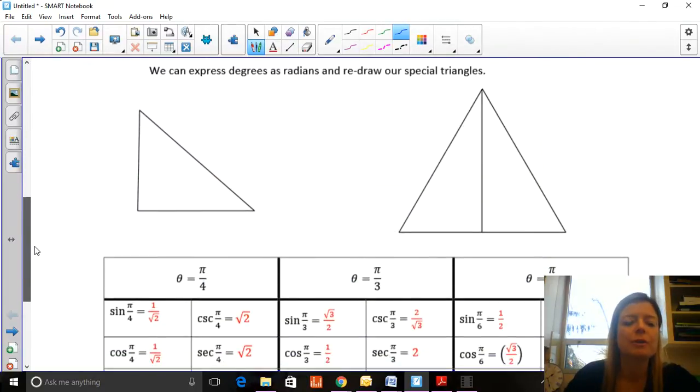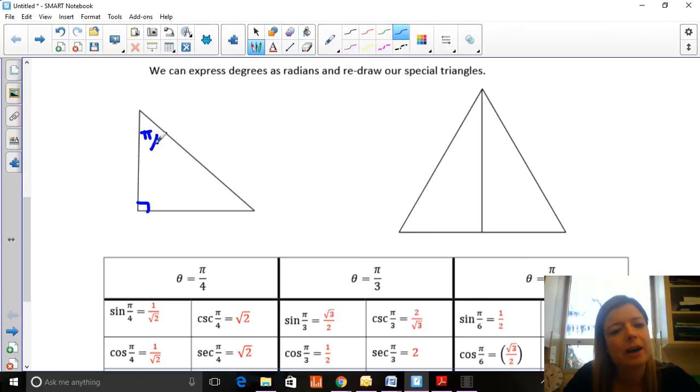Okay, so now we're going to switch over everything to radians instead, so we can get used to that. So instead of 45 degrees, we get pi over 4. Recall that pi is just the same as 180 degrees, and 45 degrees is just a quarter of 180, so it makes sense that that is pi over 4. You can also use the formula to convert if needed. Okay, so then this is also pi over 4.